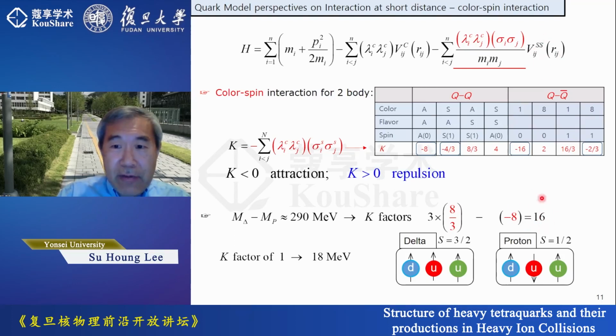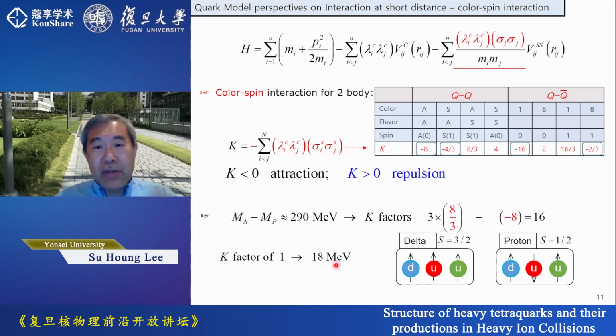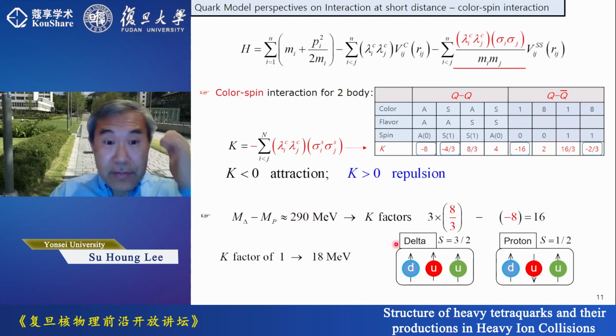So, assuming universality, a K factor difference of 16 gives you the mass difference between delta and proton, which is 290 MeV. So a K factor of 1 gives you something like 18 MeV repulsion, naively assuming they have similar sizes. After you multiply this K factor with this additional factor, you get 290 MeV for 16 K factors.